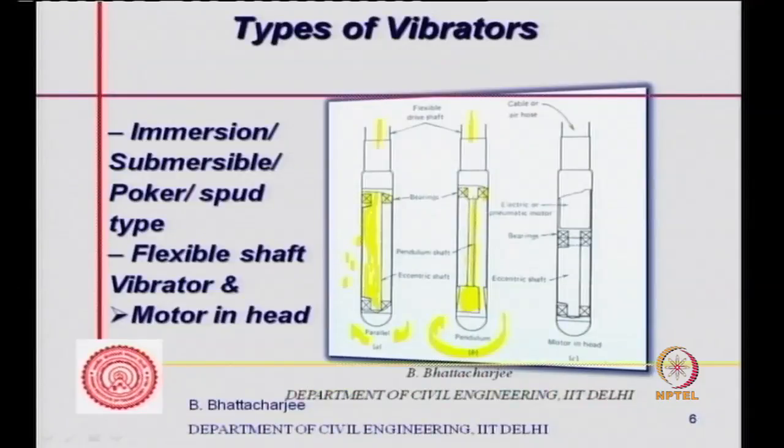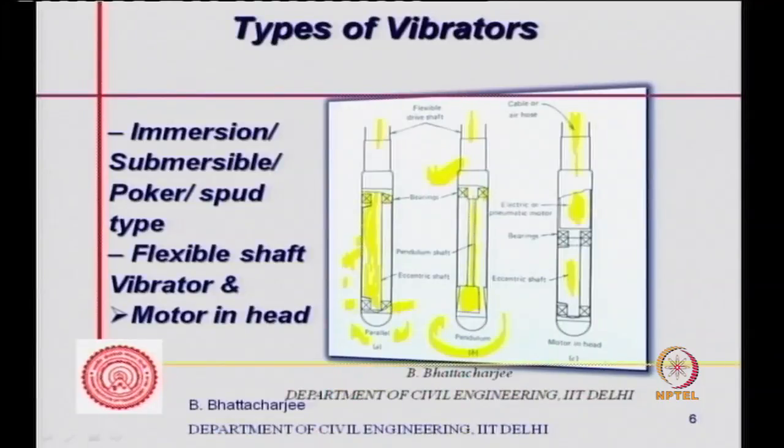They all have a flexible shaft, and here the motor is. The electric or pneumatic motor is straight away here. It has a cable or hose. If it is pneumatic, then there will be an air hose, and compressed air will come through this and get compressed here. Eccentric is also similar. These are not very common. This is a very common type, and even this may be quite useful. So this is how they work, the needle vibrator as we call it.